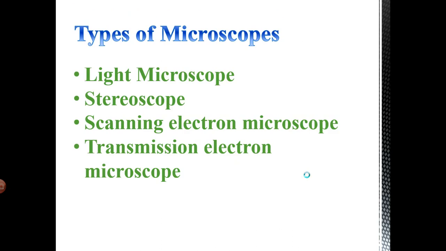So we have four types of microscopes. A light microscope, this is typically what you would find in schools. A stereoscope, which is just another type of light microscope. A scanning electron microscope, and a transmission electron microscope.